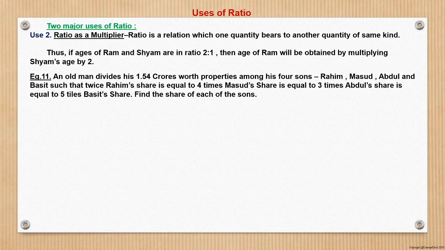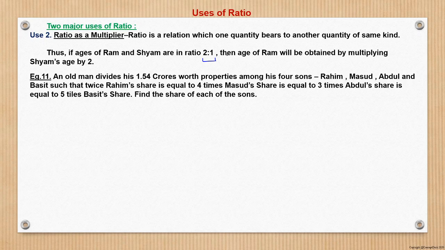Now the second use of what we have been seeing so far is as a multiplier. So when we say that the age of Ram and Shyam is in ratio of 2:1, we basically mean that Ram is twice the age of Shyam, or that is, to get the age of Ram, we need to multiply the age of Shyam by 2.